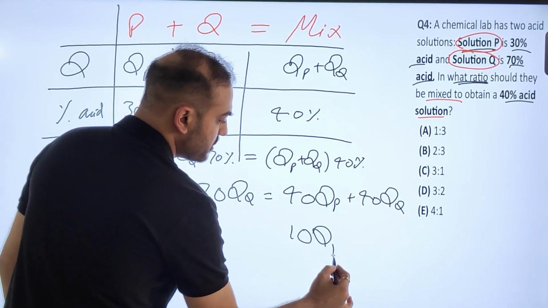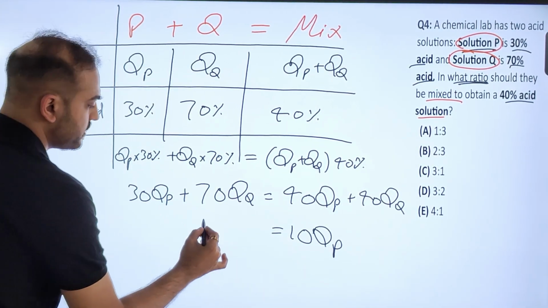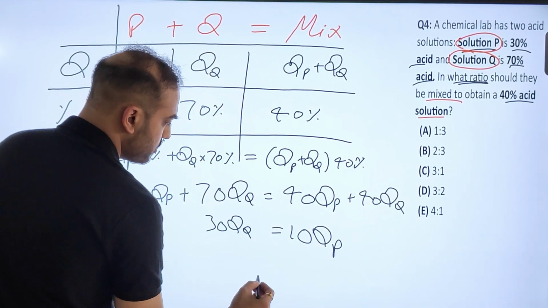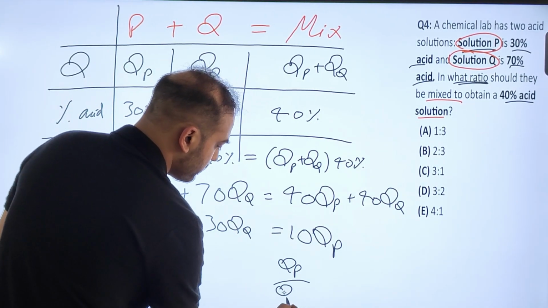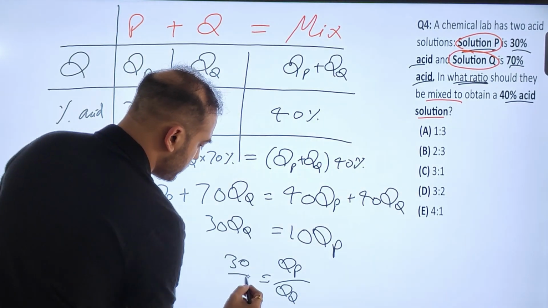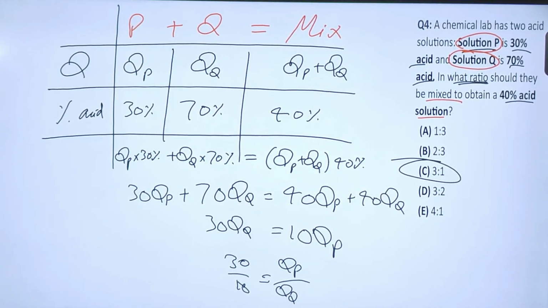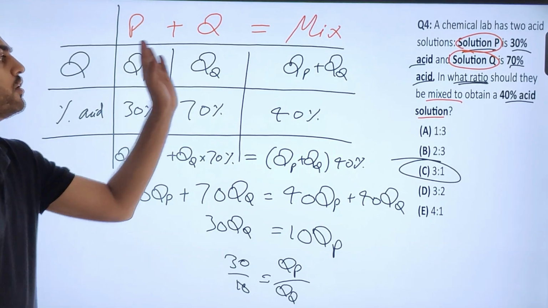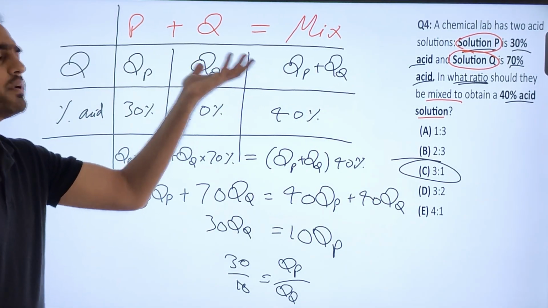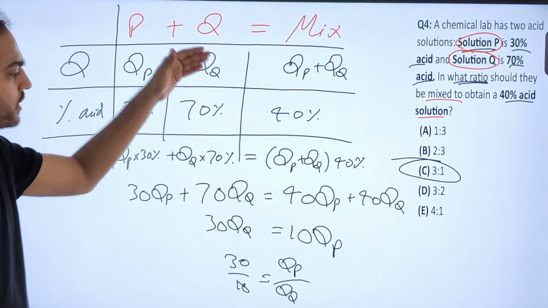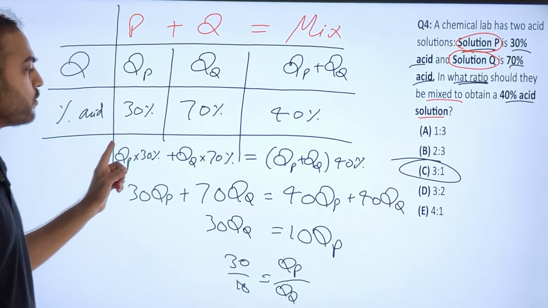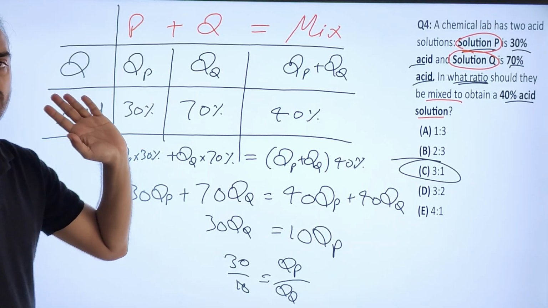Get the same variables on same side. 10 QP is 30 QQ. QP by QQ is 30 by 10. That's 3 by 1. Again, they had not given the quantity. No problem. Take them as variables. Complete your table. It's again the same equation that you need to make to solve.